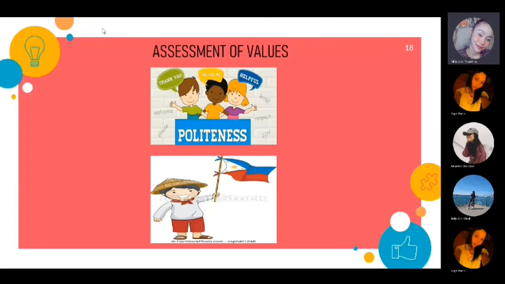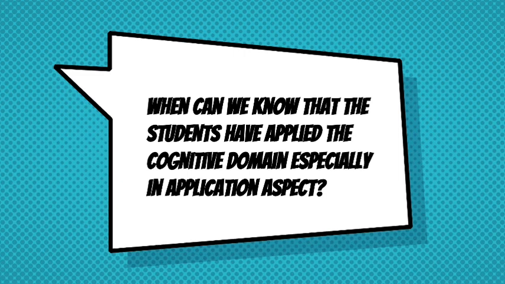So now our meeting is open for questions. Number 1. When can we know that the students have applied the cognitive domain, especially in the application aspect? When students can carry out or use a procedure in a given situation. Also, they can think about the next steps in a given task or activity.